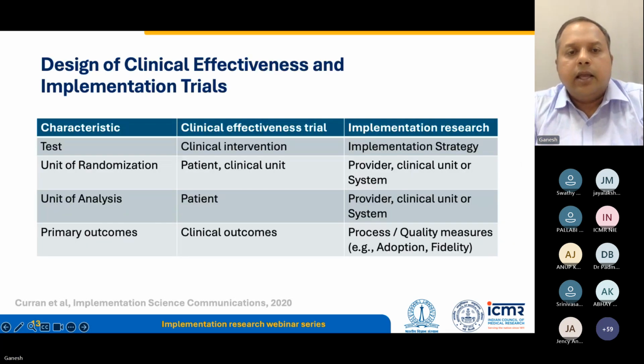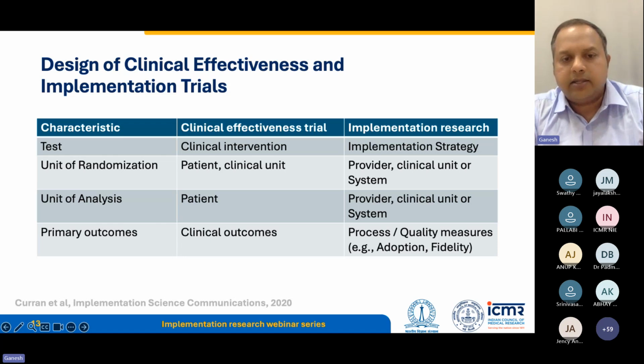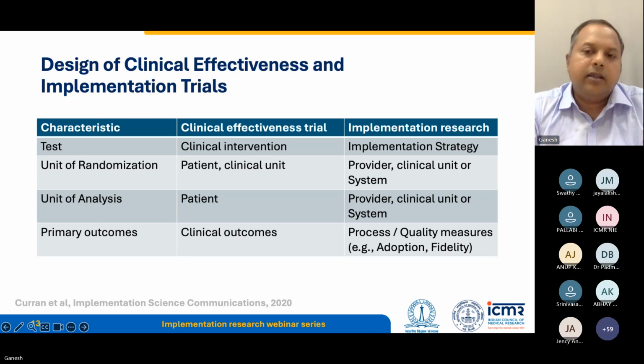Okay. There is a difference between implementation research trials and clinical effectiveness trials. What we do in clinical effectiveness trials is test the clinical intervention, for example amlodipine, in reducing blood pressure. What we do in implementation research is test the implementation strategy. The example I provided in the previous slide is delivery of drugs at doorsteps: does it improve adherence to the treatment or not? That is the implementation strategy. We are testing the implementation strategy in implementation research.